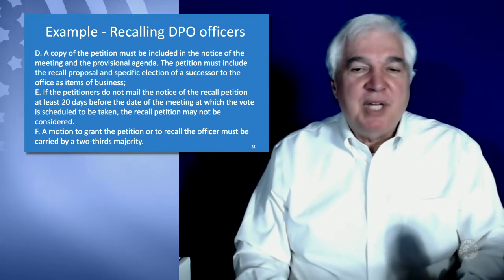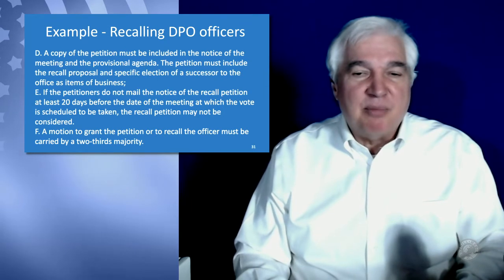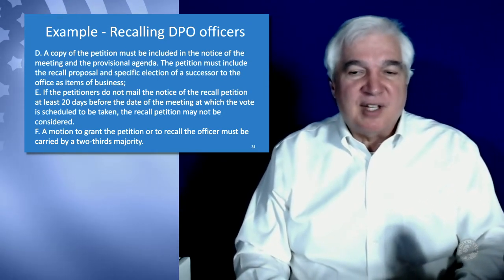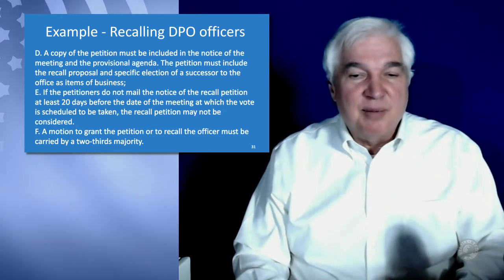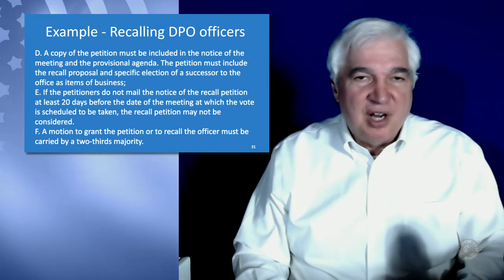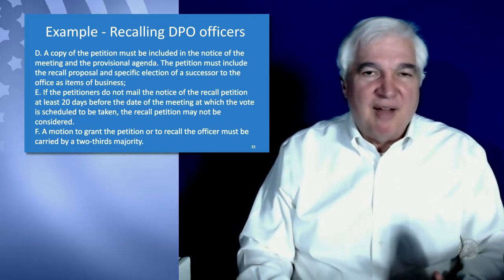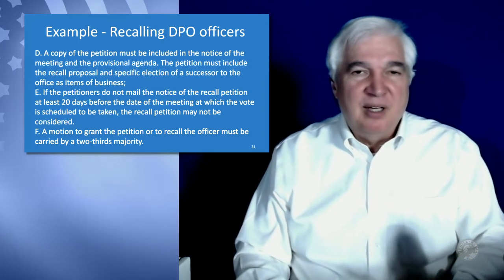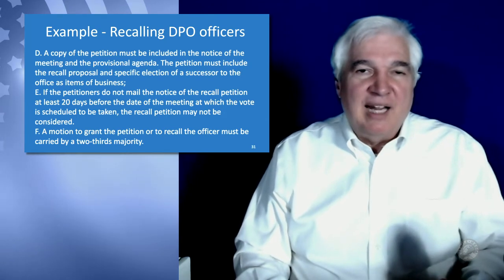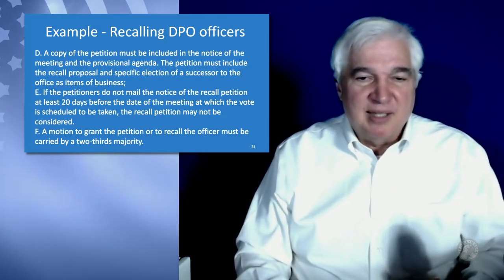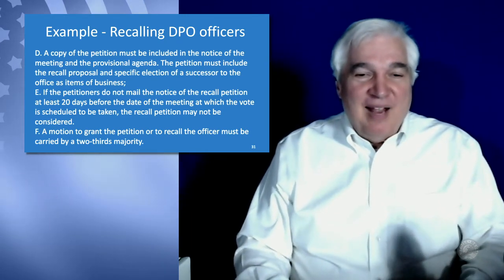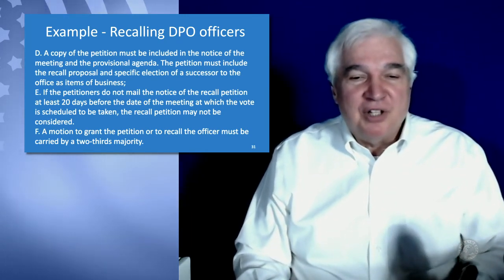Part D, a copy of the petition must be included in the notice of the meeting and the provisional agenda. The petition must include a recall proposal and specified election of a successor to the office's items of business. So you need to have an agenda that includes, in addition to the removal of the officer, the election of the replacement. And so that implies that there's some organizing you'll need to do about lining up candidates to run for the office to replace them, because it would be awkward if you remove someone and didn't have anyone to fill it in.